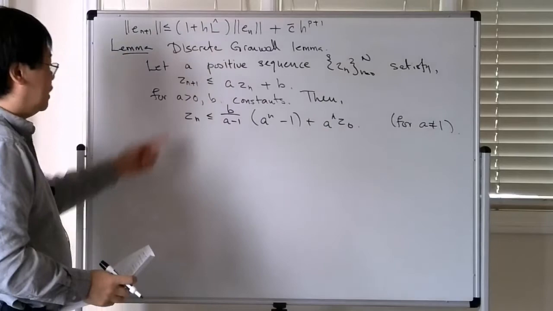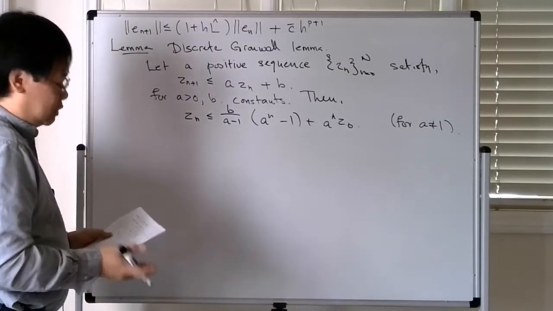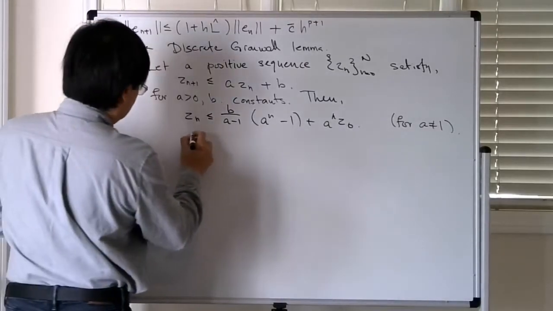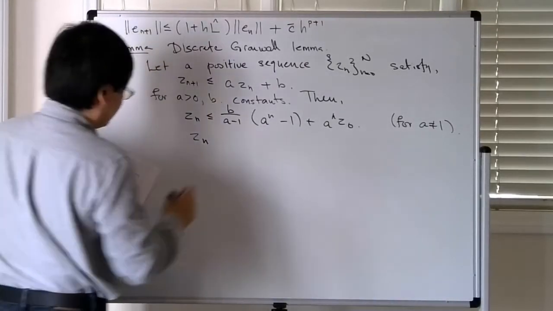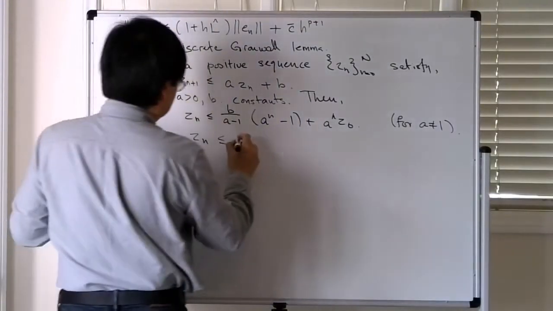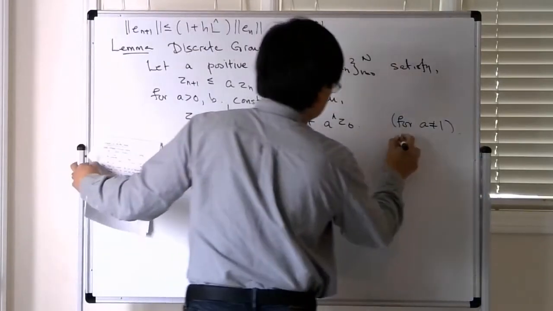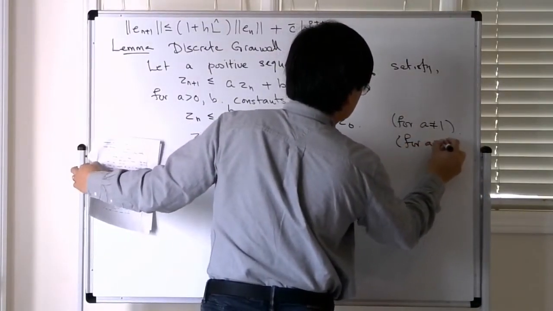And then it's also fairly easy to convince yourself that the a equals 1 case isn't so difficult. You satisfy an inequality which looks like the following: z_n is less than or equal to n times b plus z0. And this is the a equals 1 case.